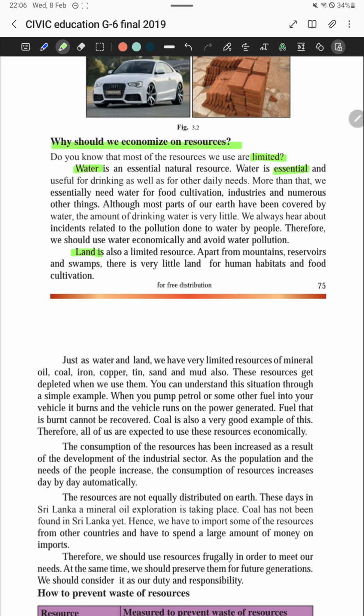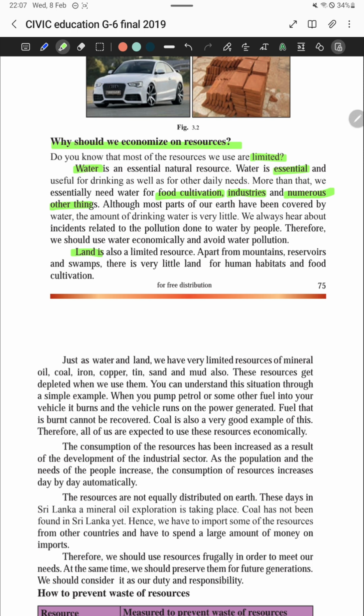So we need water for food cultivation, industrially, to do things in the industries, and also numerous other things, right? You know, we need everything. We need to drink, we need to prepare food, we need water. We need water at least to run a train, and to run any vehicle, you need water to cool your engines and other things, right? So water is something like that.